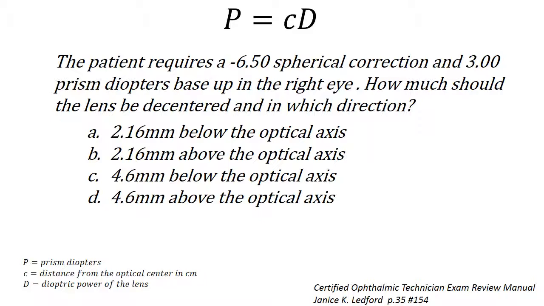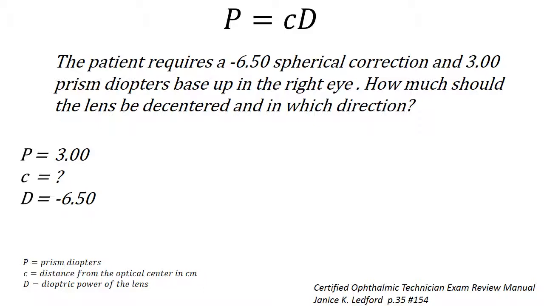Okay, next question. The patient requires a minus 6.50 spherical correction and a 3 prism diopters base up in the right eye. How much should the lens be decentered, and in which direction? So we're intentionally decentering here. This is intended prism. Answer A, B, C, and D. So we have 3 prism diopters. We don't know the decentration, and we have a minus 6.50 diopter power lens.